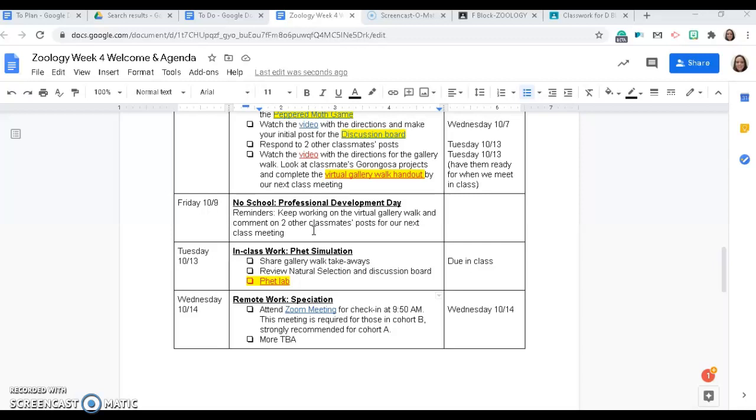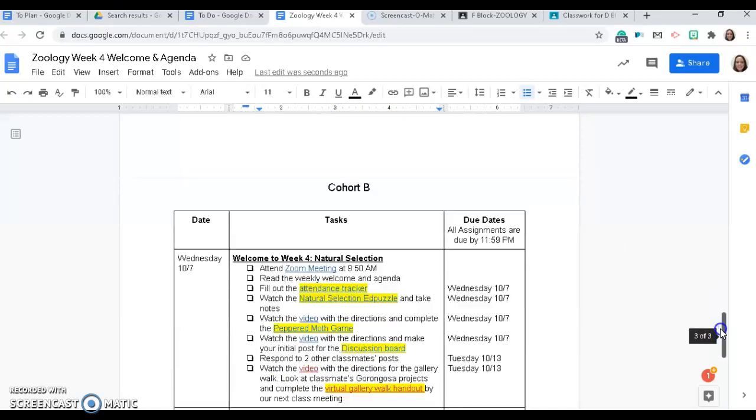On Tuesday, when we meet in class, we will do another simulation on natural selection, which is the PhET lab. We'll talk about it. And then Wednesday the 14th, we are going to have another Zoom meeting. This meeting is required for those in cohort B, but for those of you in cohort A, it is strongly recommended you attend. We'll be reviewing some of these natural selection concepts and introducing speciation. There'll be more for Wednesday later on to be announced.